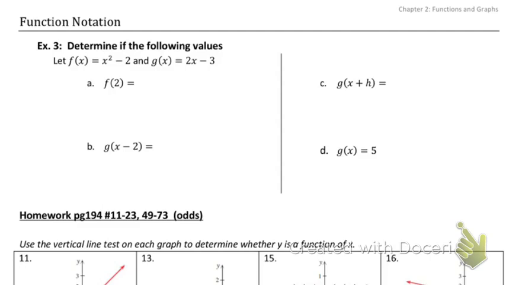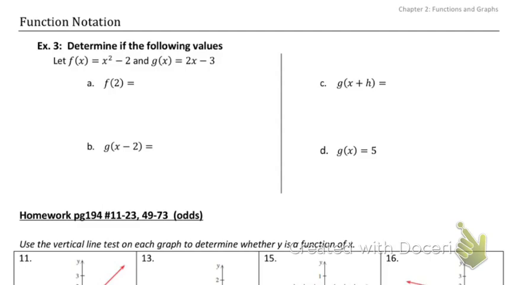But this is going to go really quick. So just remember, F is just the name. G is not just the name. So as soon as I see this, all that F is telling me is which one of these to use. It's telling me to use this f of x equals x squared minus 2.